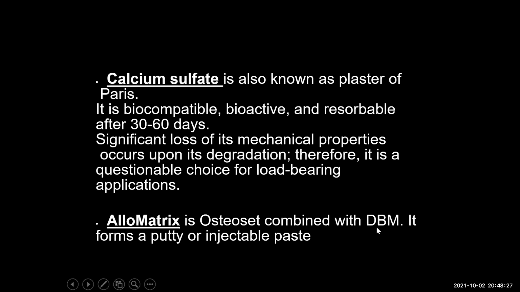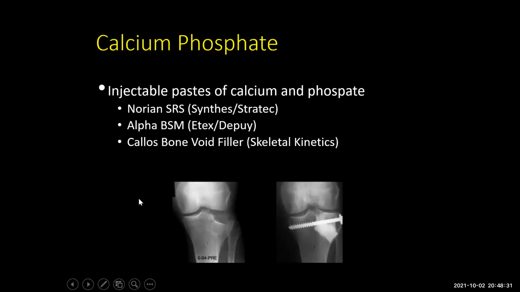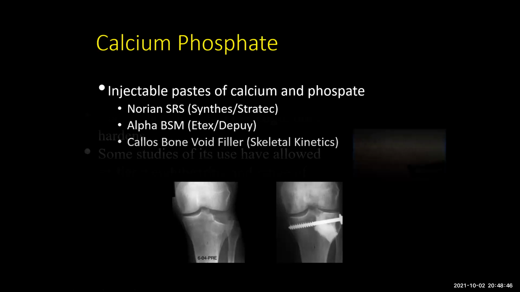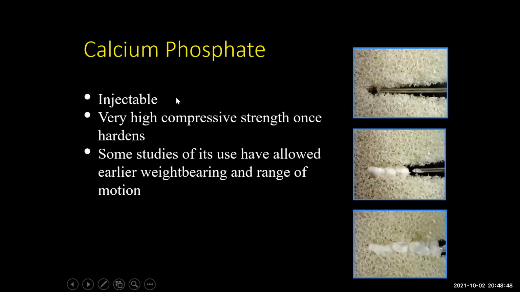Allomatrix or Osteoset is combined with DBM, forms a putty or an injectable paste of calcium sulfate. Calcium phosphate, this is an example of an injectable paste of calcium phosphate. Commonly available from Synthes is Norian and Alpha BSM from DePuy. This is a void filler. Then calcium phosphate injectable has very high compressive strength when it hardens. Some studies of its uses have allowed earlier weight bearing with this.